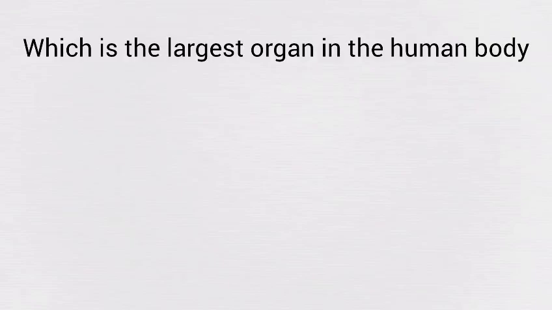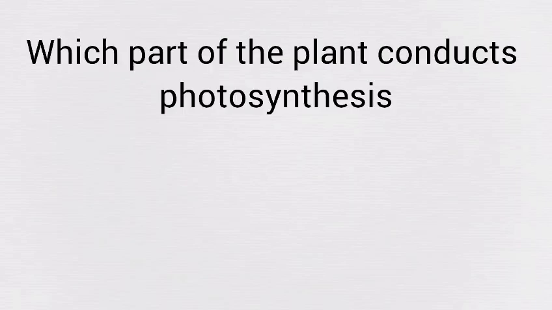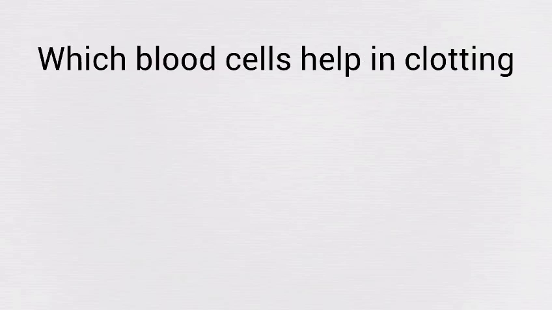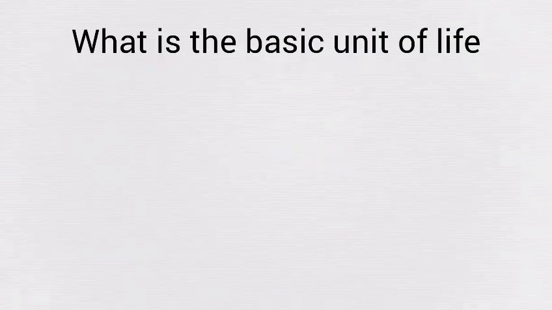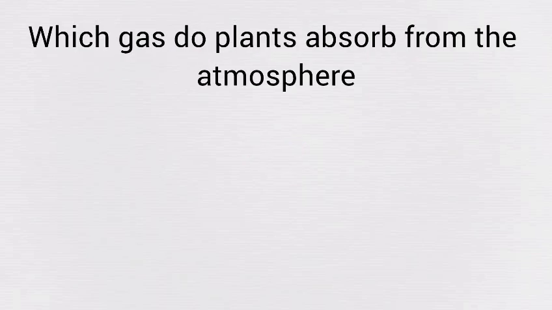Which is the largest organ in the human body? Right answer, skin. Which part of the plant conducts photosynthesis? Leaf. Which blood cells help in clotting? Platelets. What is the basic unit of life? Cell. Which gas do plants absorb from the atmosphere? Carbon dioxide.